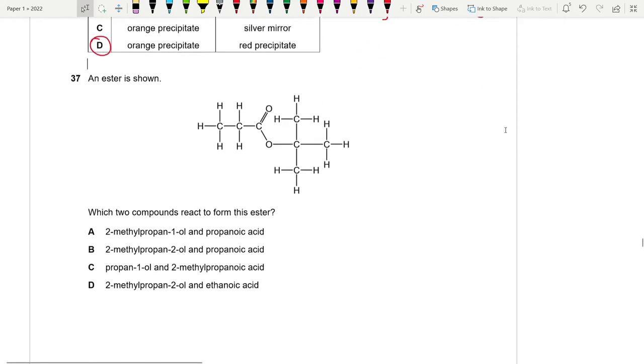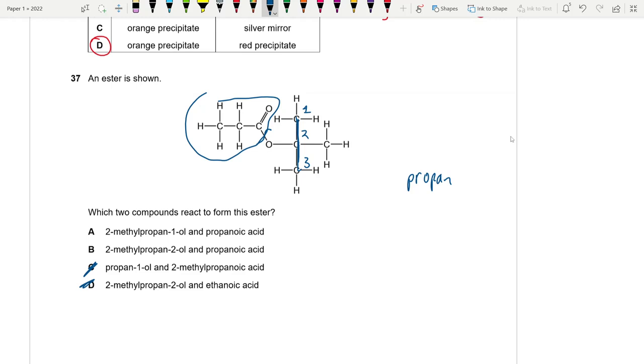An ester is shown. Which two compounds react to form this ester? Break the bond. The ester breaks here. So this left part is the acid actually. This is an acid with 3 carbon atoms, so it's basically propanoic acid. Clear? It is propanoic acid. And what about the alcohol over here? It's an alcohol with 1, 2, 3 carbons in the main chain. So it's mainly propanol, but it's propan-2-ol actually. There's a methyl group on the second carbon, so it's 2-methylpropan-2-ol. That is why the answer is B.